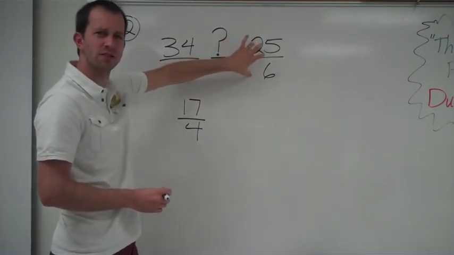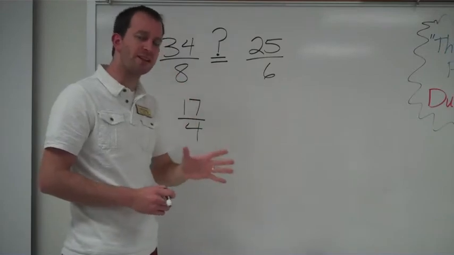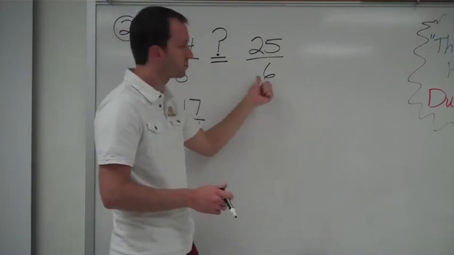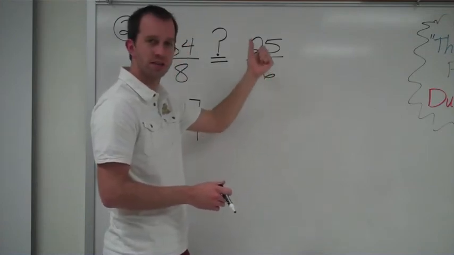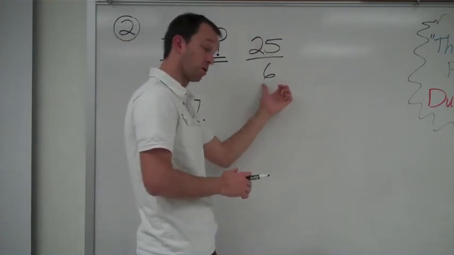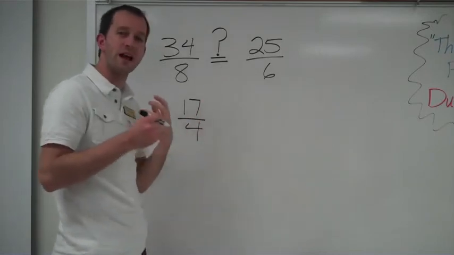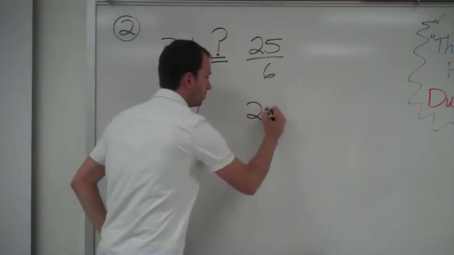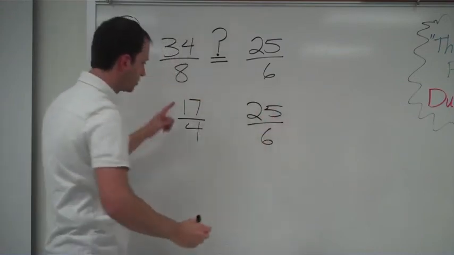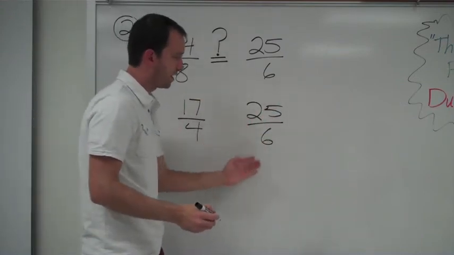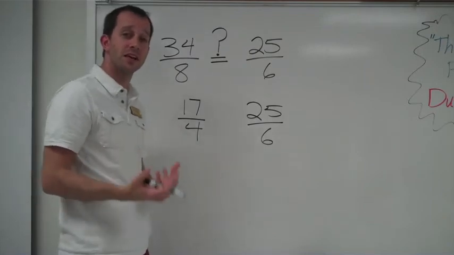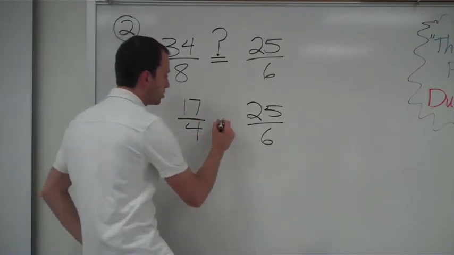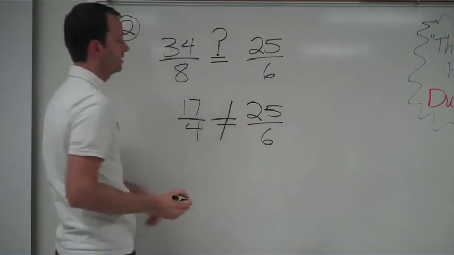When I look at 25/6, I'm looking, do we have any common factors? 3 goes into 6, but not into 25. 2 goes into 6, but not into 25. 6 will go into 6, but not into 25. We have no common factors. So simplified as far as they can go, we have 17/4 and 25/6. They are not the same ratio. They cannot simplify any further. Not the same ratio. They are not equal.